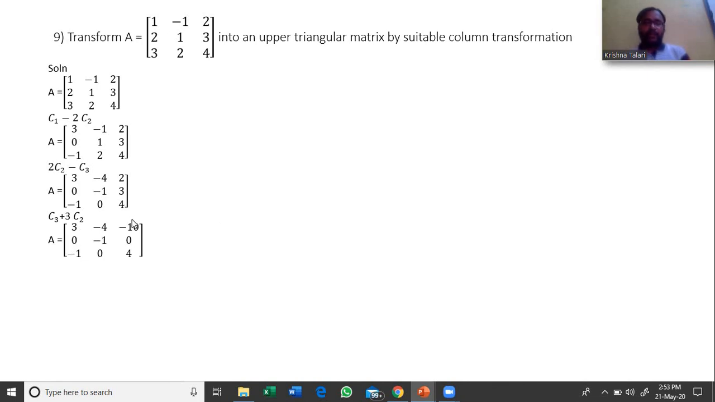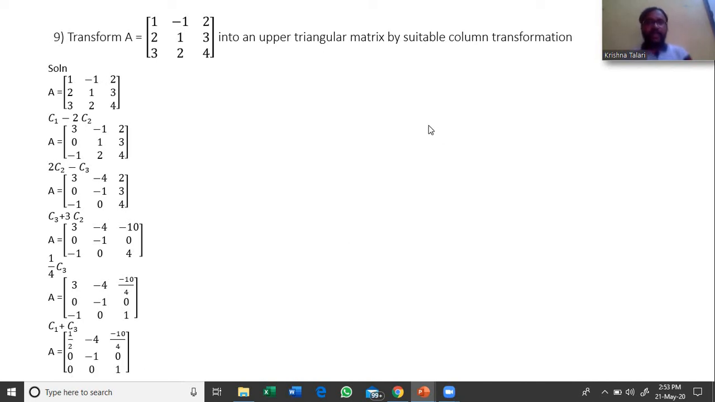So you're getting these elements. Then, afterwards, you can make this element 1 by dividing throughout by 4. This is what I've got. Now easily I can make this element 0 by adding these two columns, that is C1 plus C2. So you'll be getting in this format. Okay, thank you.